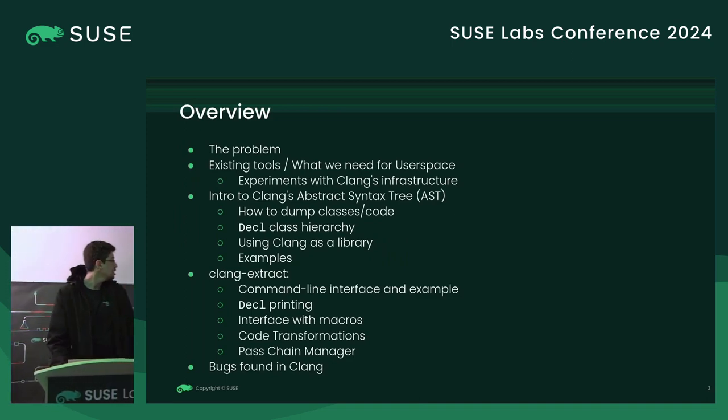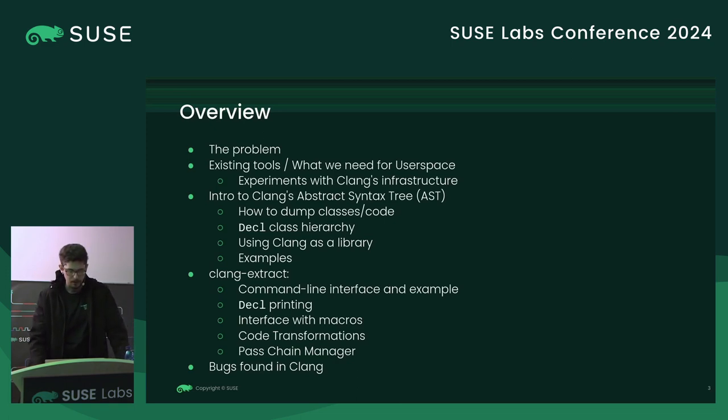And here is the overview of the presentation. So I will speak about what the problem is, what the existing tools we have, and what we need for user space live patching. Some details about some experiments we did on clang infrastructure. Then I will do my best to do some introduction to the clang's abstract syntax tree, because we use that. So how we can dump things, how the declarations interact with each other, how we can use clang as a library, and with some examples.